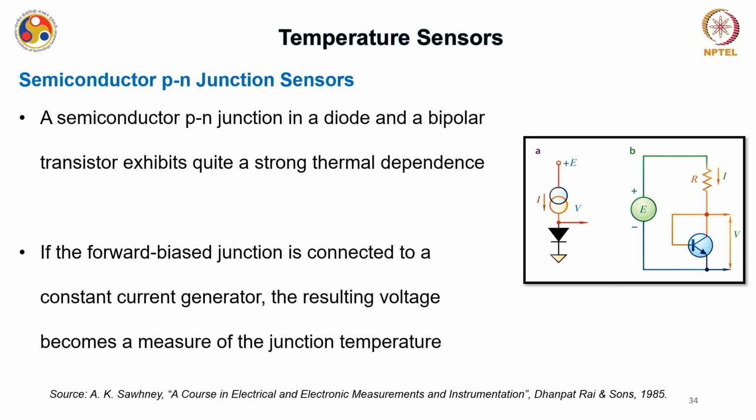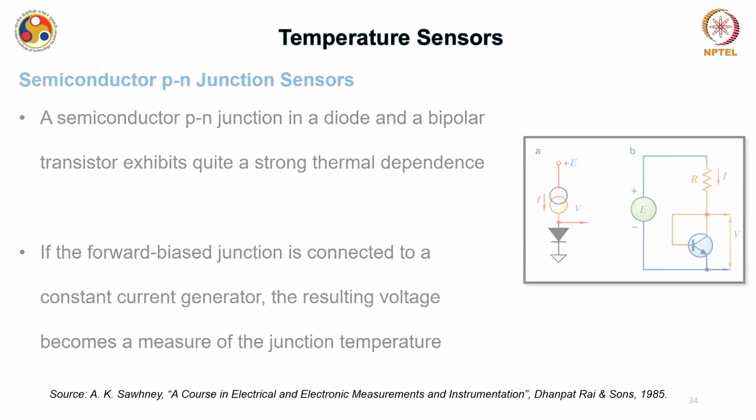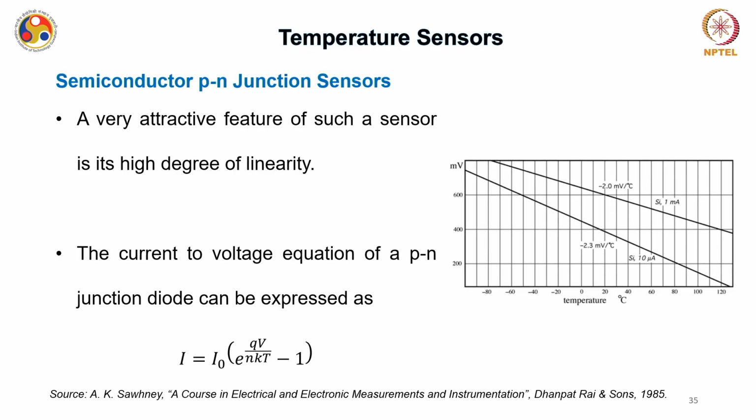Okay. So, if the forward bias junction is connected to a constant current generator, the resulting voltage becomes a measure of the junction temperature, and that is how a semiconductor PN junction becomes a temperature detector. A very attractive feature of this kind of device is its high degree of linearity, as you can see for silicon based devices. The slope is around minus 2.3 millivolt per degree Celsius for silicon at 10 microamp, and for 1 microamp it is minus 2 millivolt per degree Celsius.